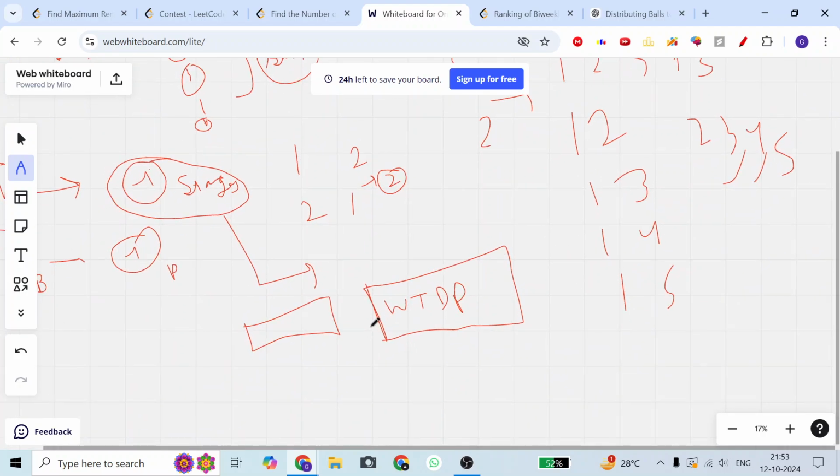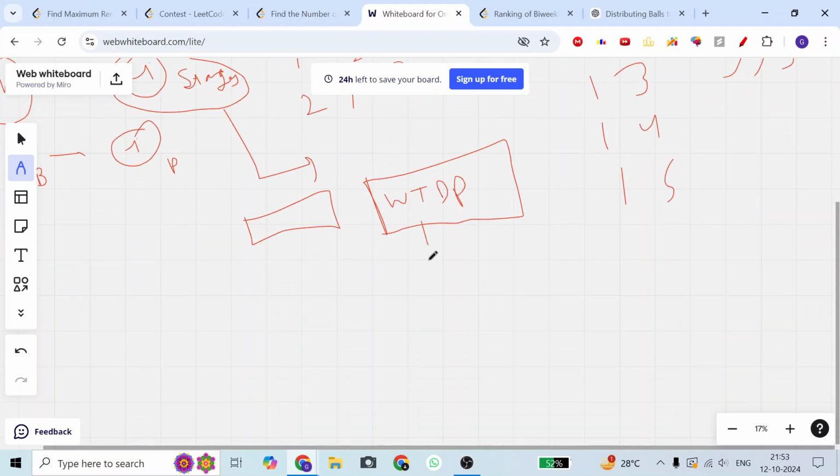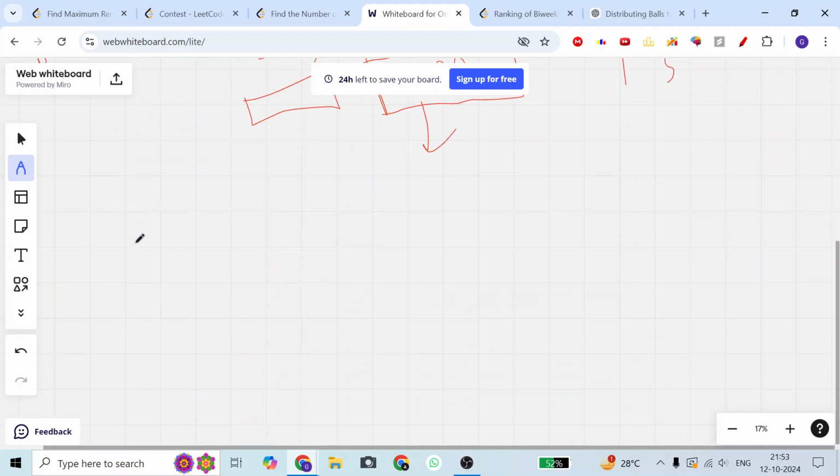It means I need to find the number of ways. Let's take an example. Suppose I have a total of 5 performers, and the number of stages I have taken is 2. This is my stage 1, this is my stage 2. Both of them should contain at least a number.